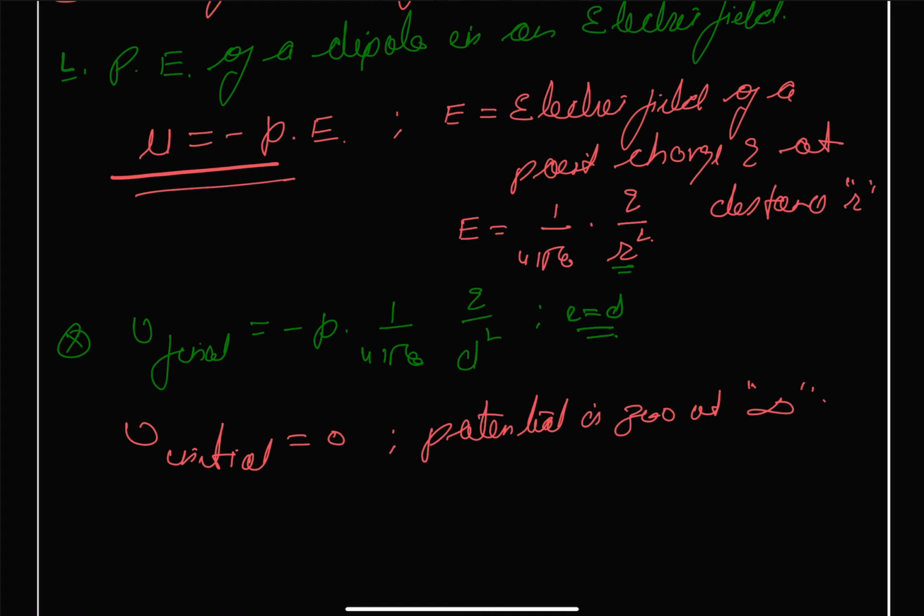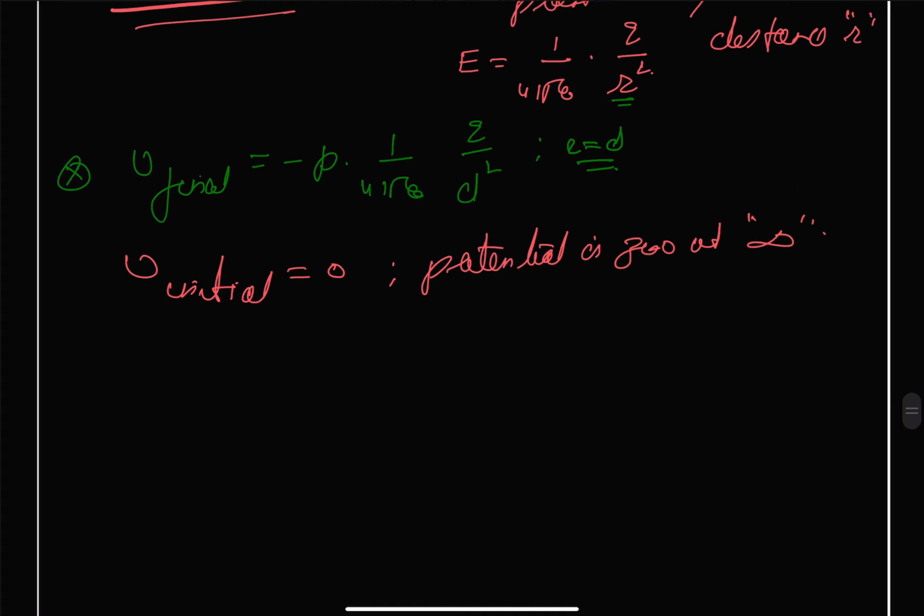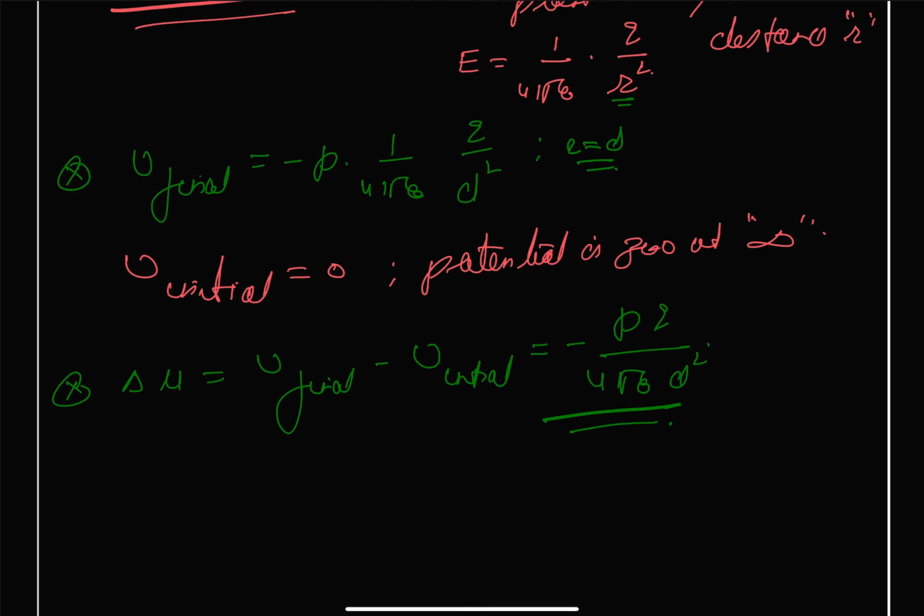Therefore, the change in potential energy, our delta U will be equal to our U final minus U initial, which comes as minus PQ, and this is 4 pi epsilon naught d square. And we also need to find out the kinetic energy, and for that we can use the conservation of energy.